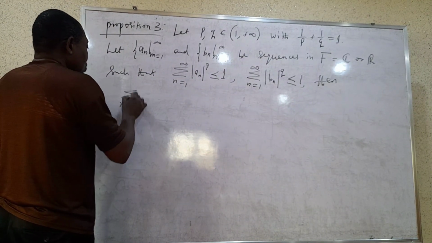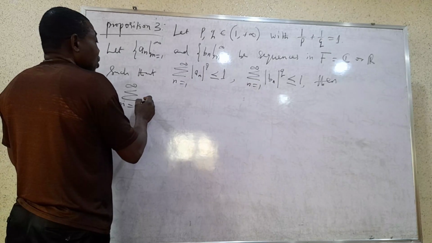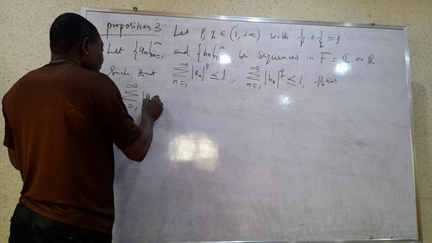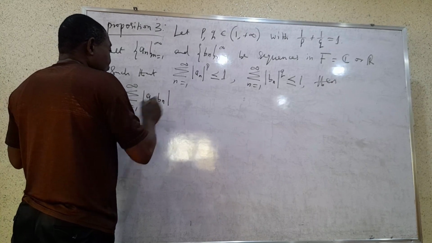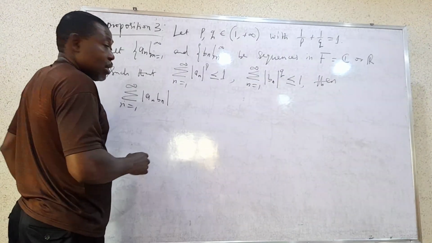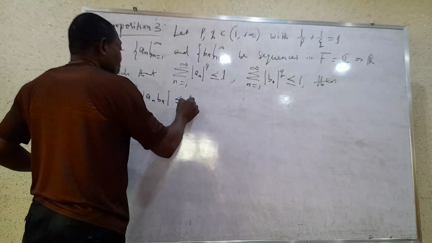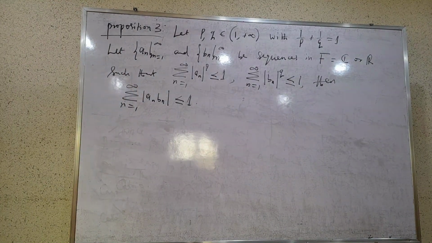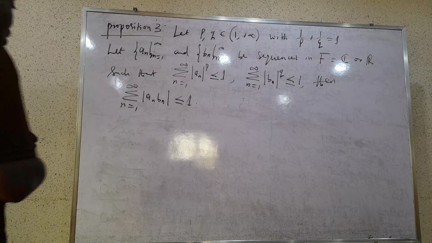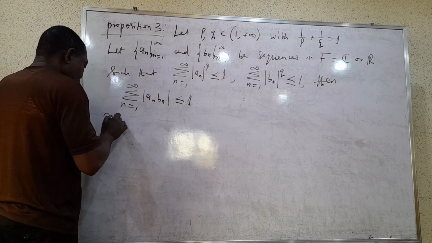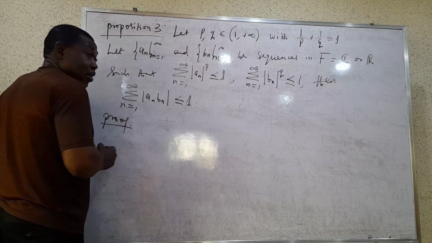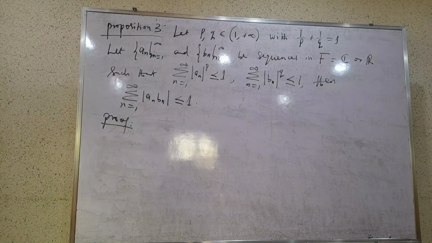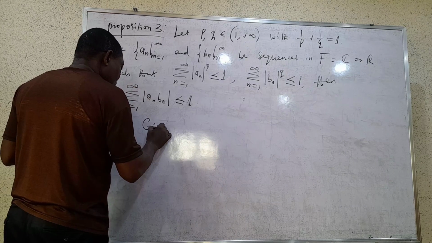the summation n equals 1 to infinity of the absolute value of a_n b_n is less than or equal to 1. We can conclude this. The proof is simple and can be computed.